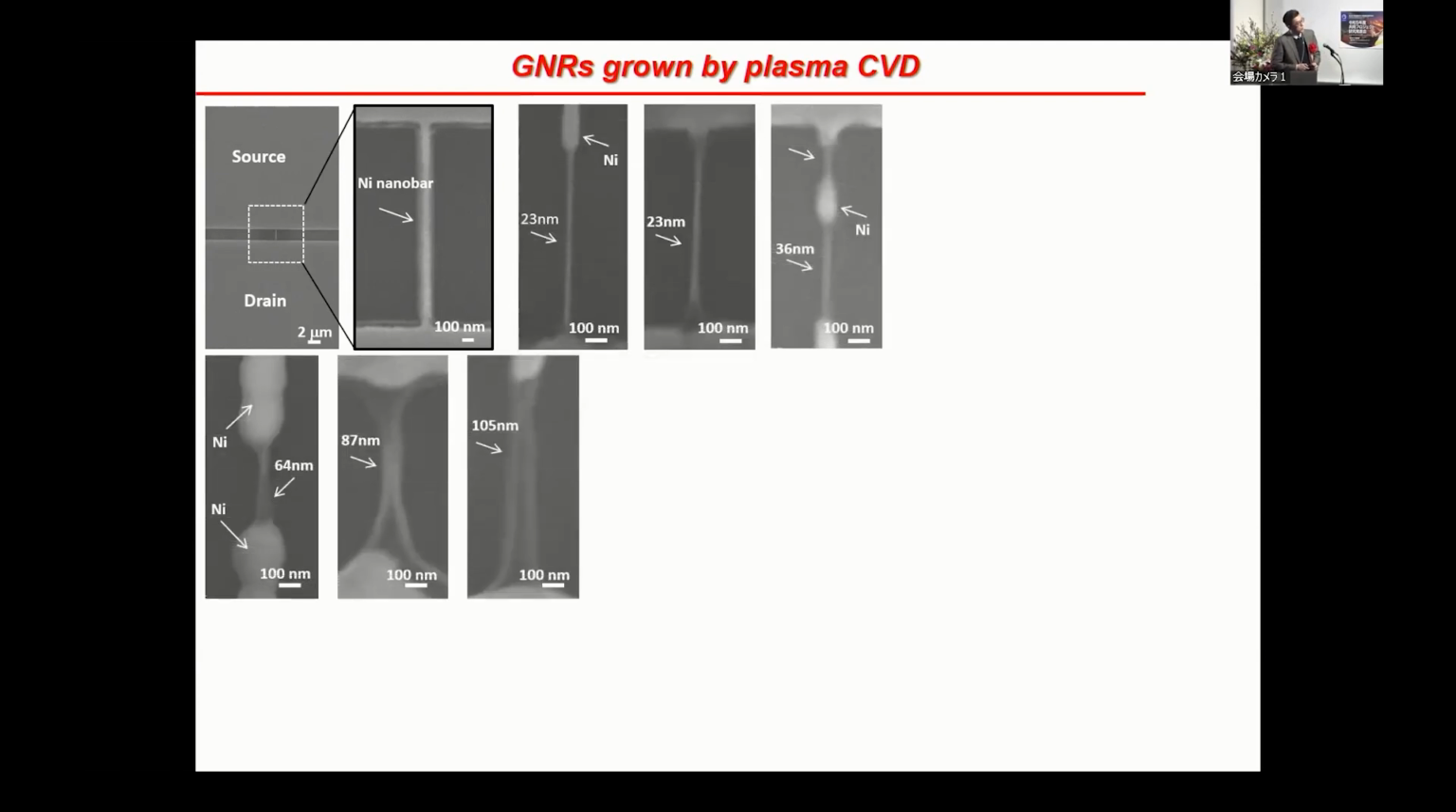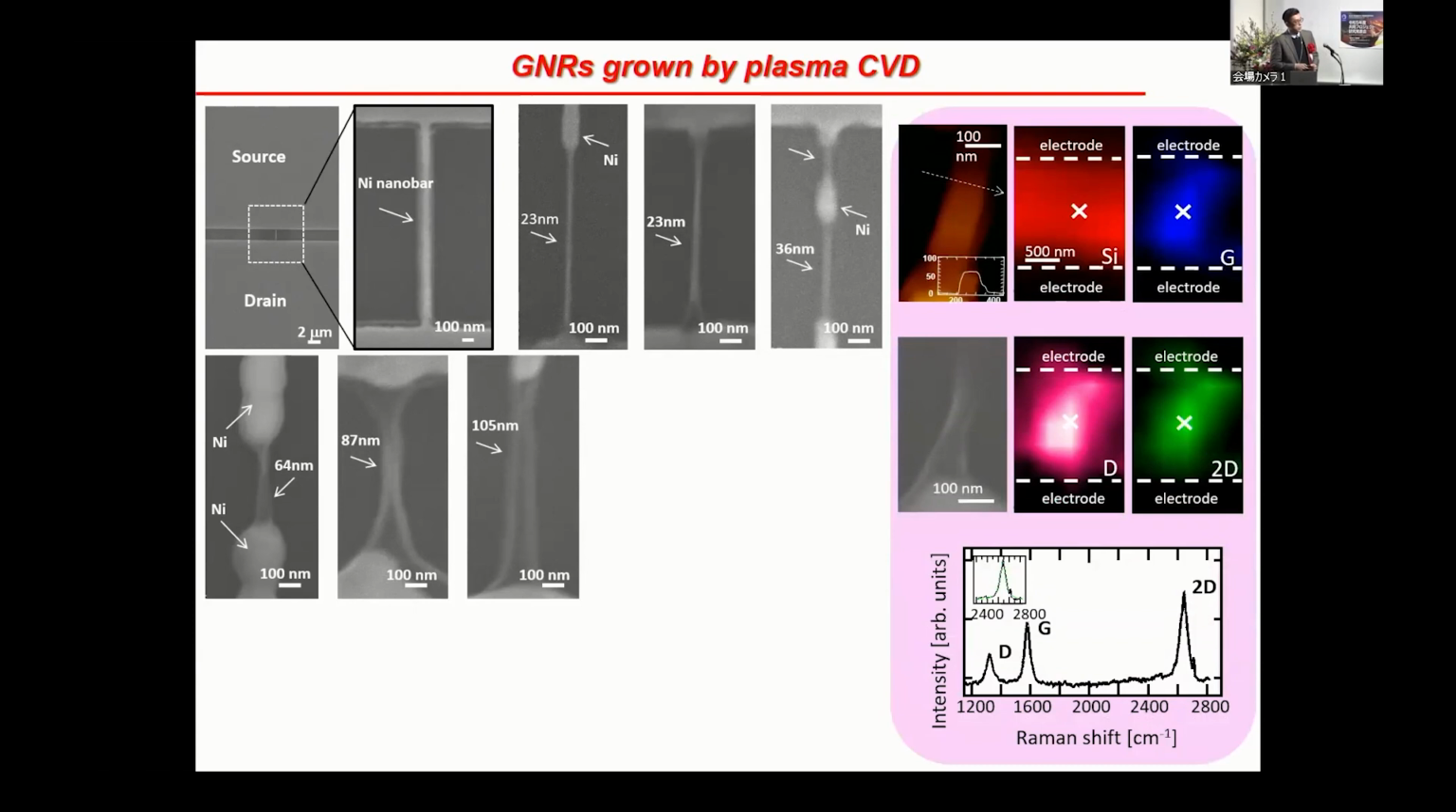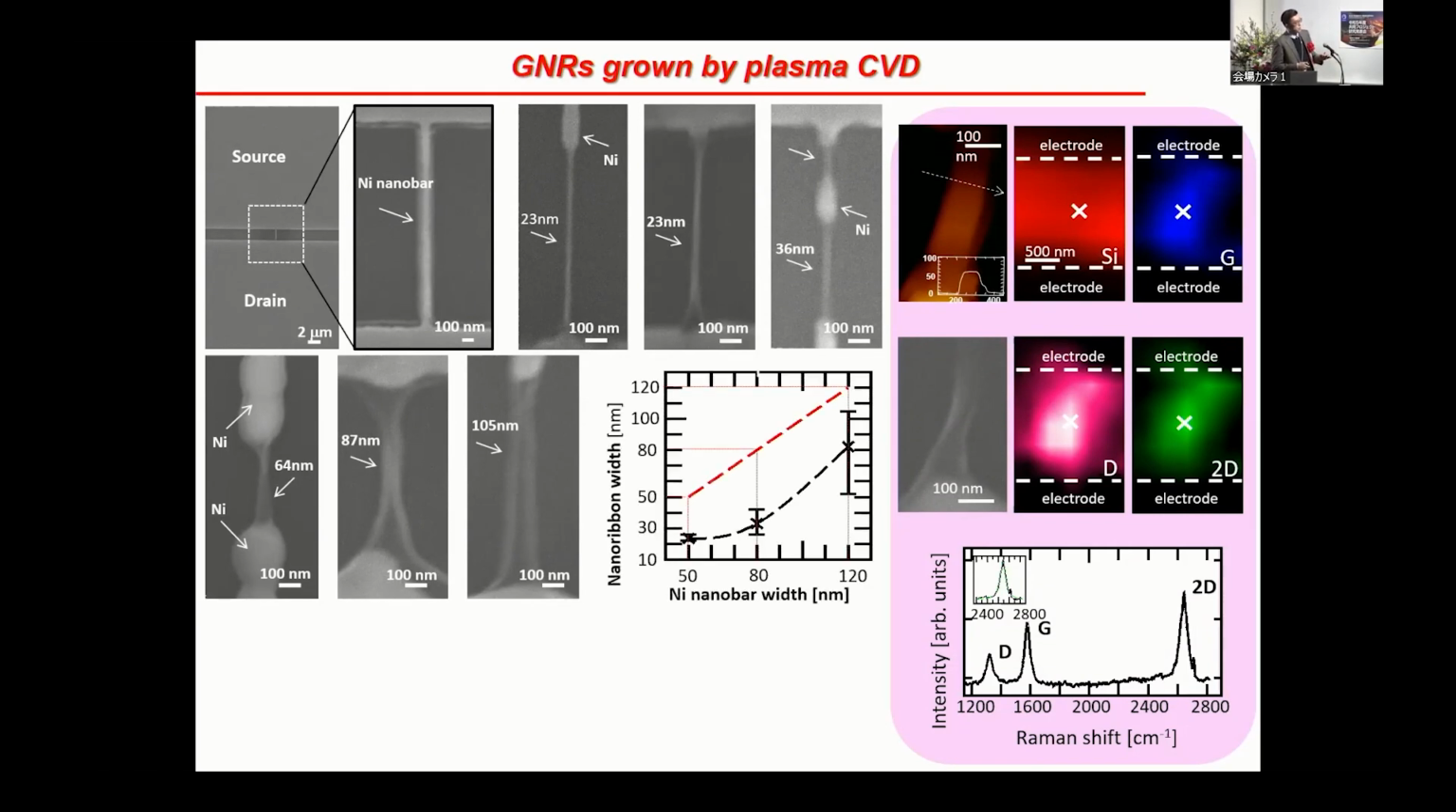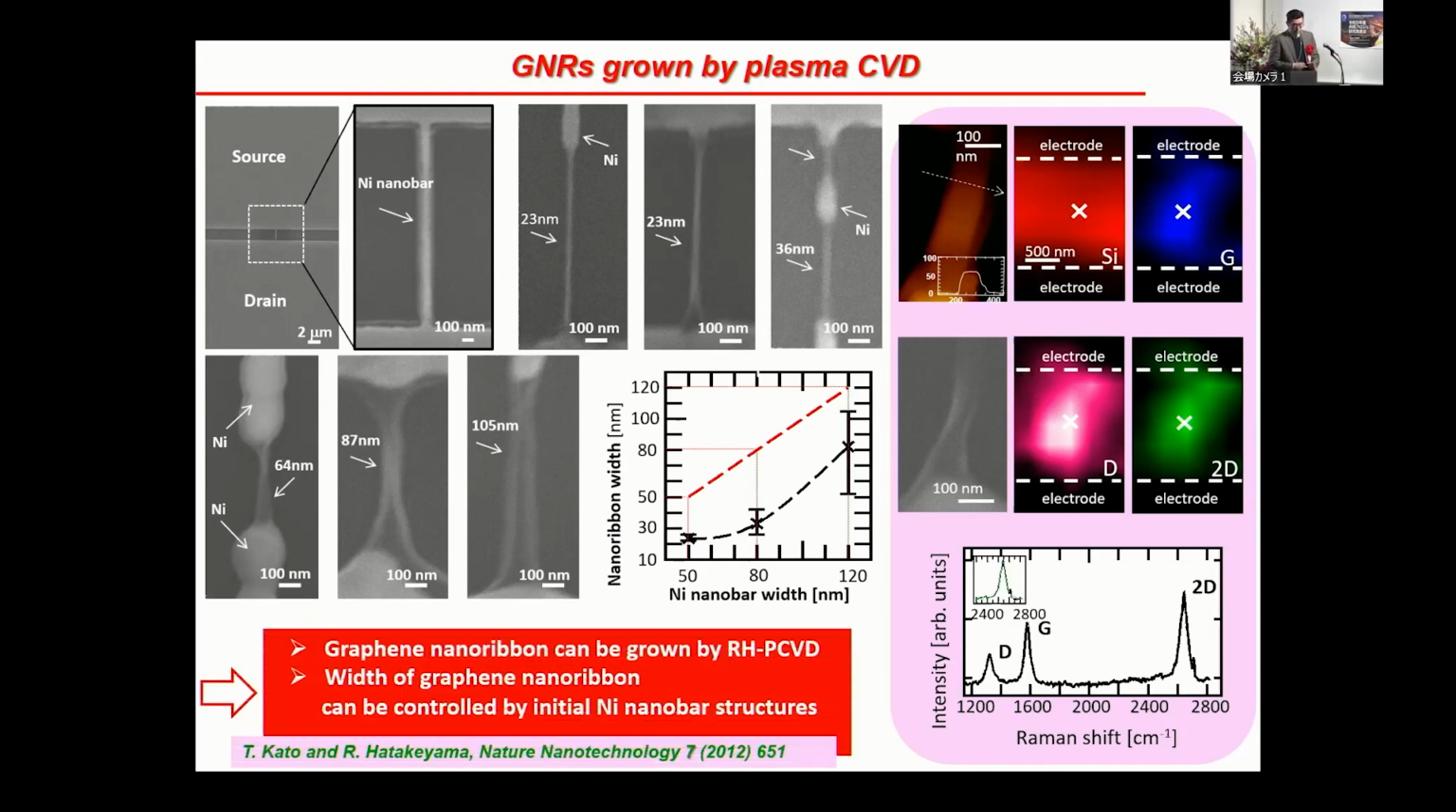And after the plasma CVD, very interestingly, this nickel nanowire structure is changed to filament-like materials, like this. Sometimes the nickel part partially remains, but most of the part is changed to the filament-like shape. Based on detailed analysis using FM, SEM, TEM, and Raman mapping, we can identify this is exactly graphene. And the width can also be controlled just by controlling the initial width of the nickel nanowire. So this is a very important result.